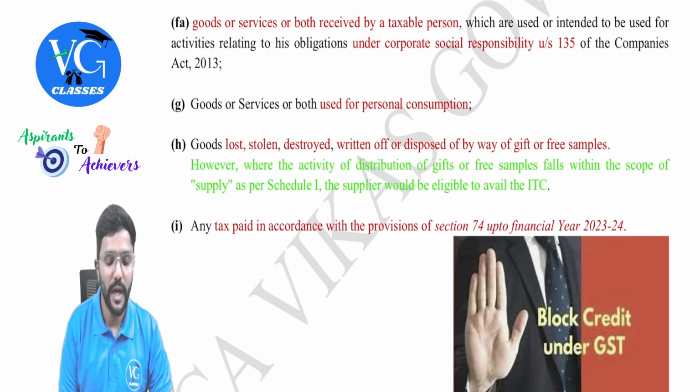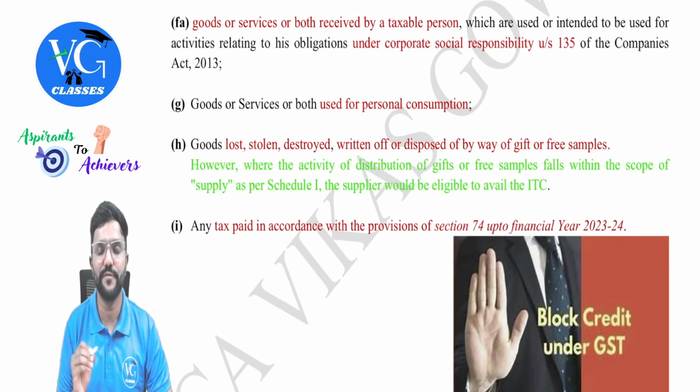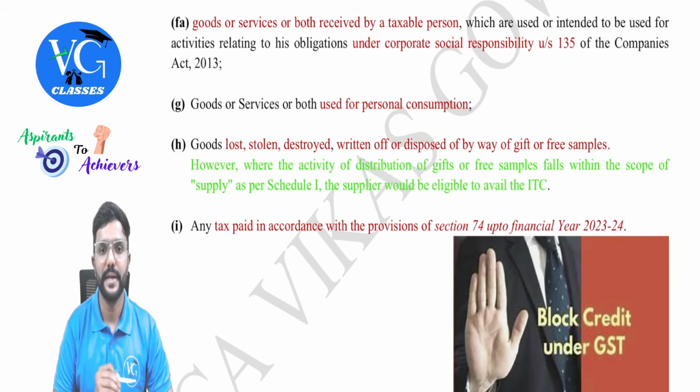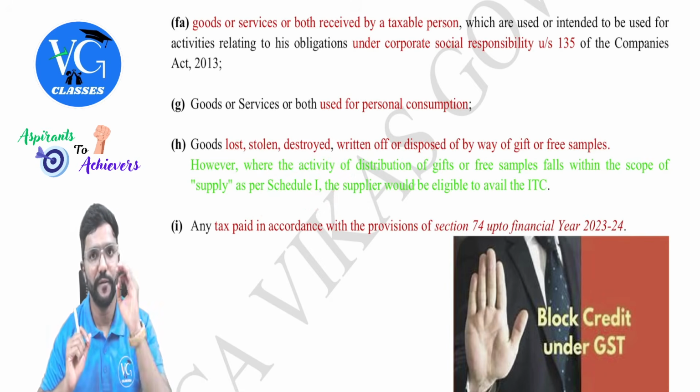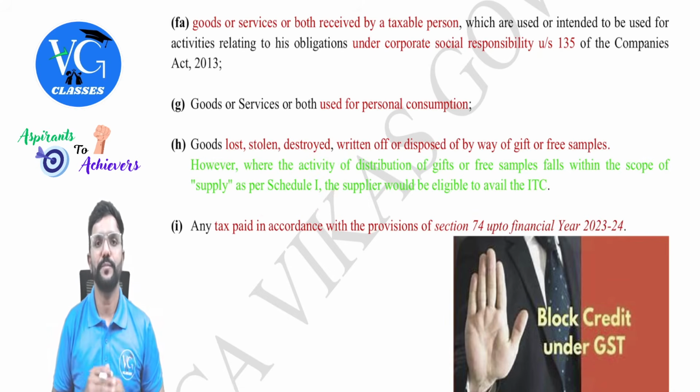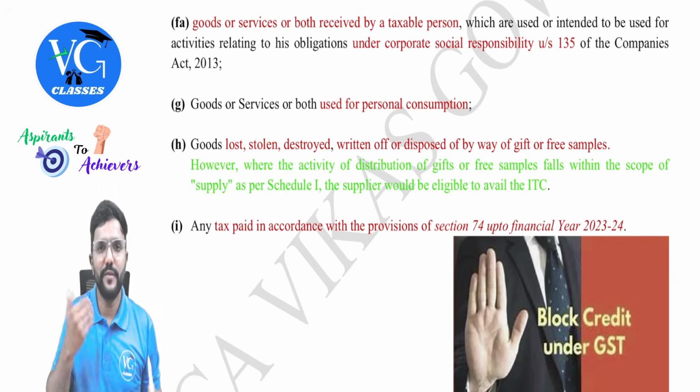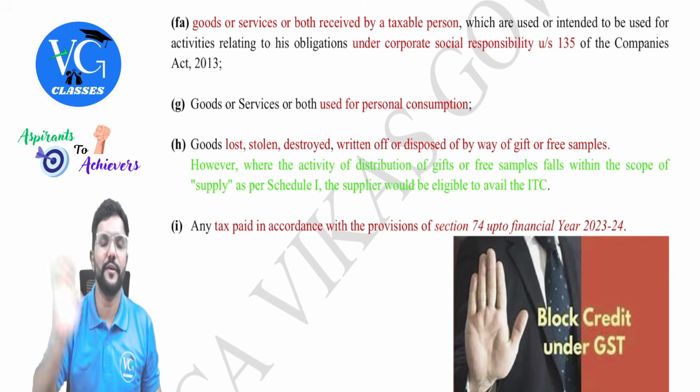But however, where the activity of distribution of gifts or free samples falls within the scope of supply as per Schedule 1, the supplier would be eligible to avail ITC. Very important, guys. So please pay attention here. Now assume I have purchased goods on which I have paid GST. I have claimed the credit. And after claiming the credit, the goods are lost or disposed of free of cost.